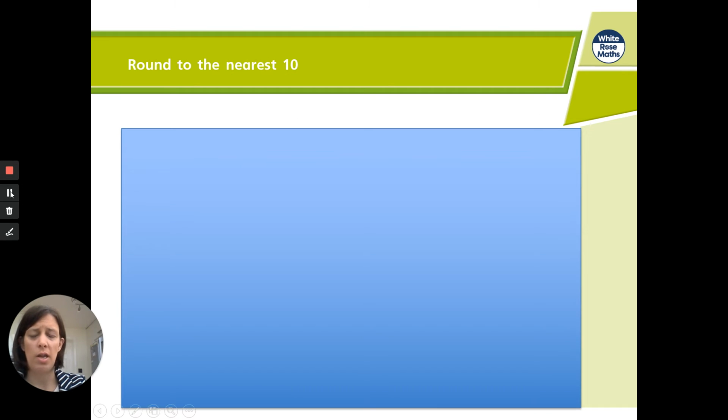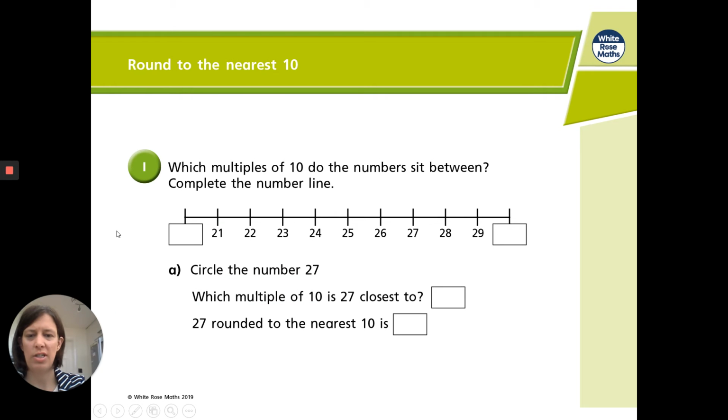Okay, so this week we're going to be having a look at rounding, and today we're going to have a look at rounding to the nearest 10. So to start off with, we need to think about, when we're rounding to the nearest 10, what multiples of 10 numbers are in between, because when we round to the nearest 10, our answer will always be a multiple of 10. So let's look at this one with nice small numbers.